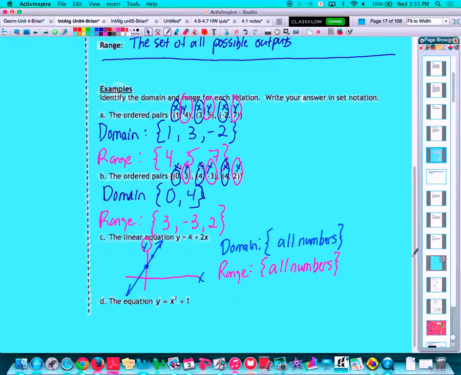Now, on some graphs that's true. On other graphs, you have something a little bit different. So this one that we kind of looked at on the first page here is x squared plus 1, and you had a graph that looks like this. Well, this one has a y-intercept of 1. It never goes below 1.